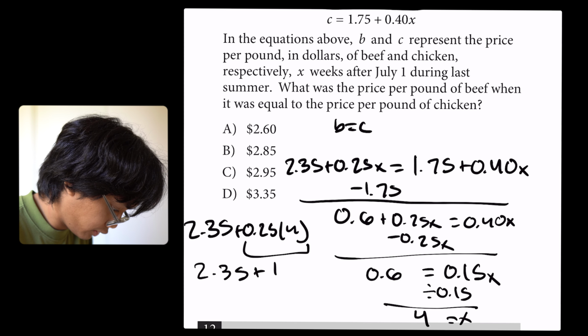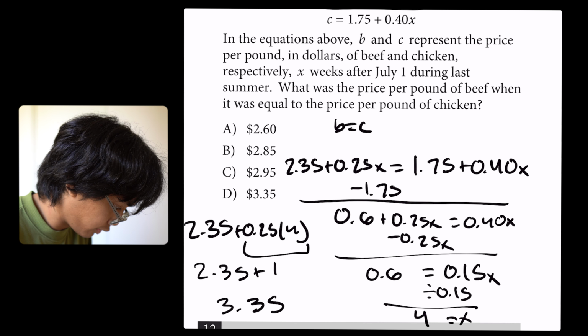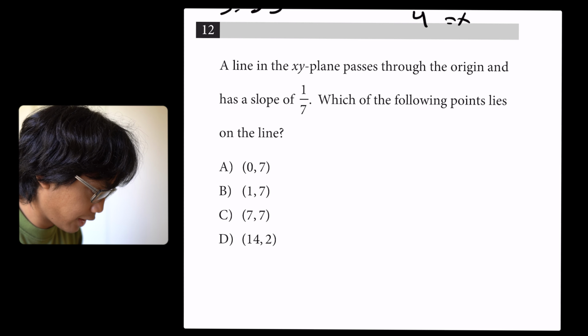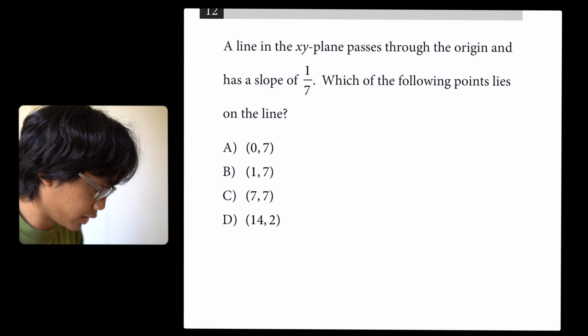2.35 plus 1 is going to give us 3.35. So the answer is D. A line in the xy plane passes through the origin and has a slope of 1 over 7. Which of the following points lies on the line?